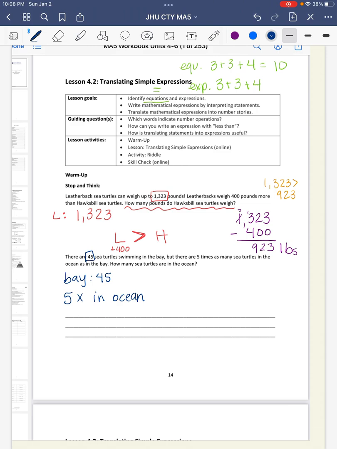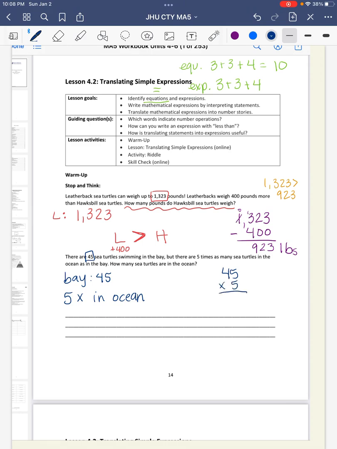Okay? These are just thoughts that pop in as I'm reading the problem. These are important facts. How many sea turtles are in the ocean? Well, if I have 45 in the bay, and there's 5 times that in the ocean, all I have to do is now multiply. 45 times 5.